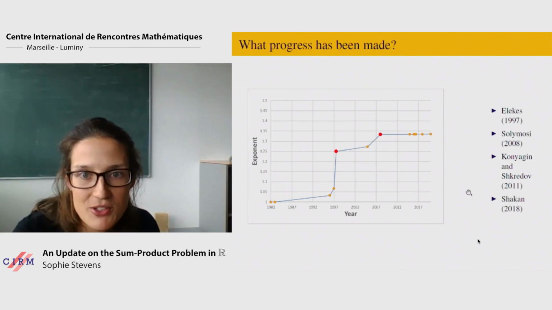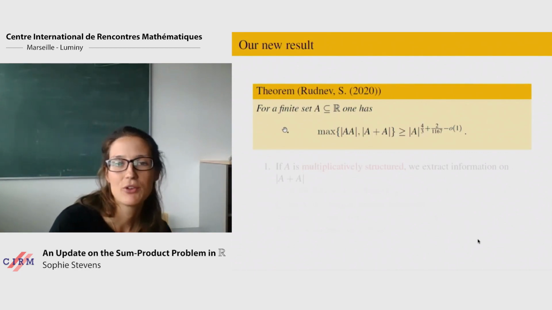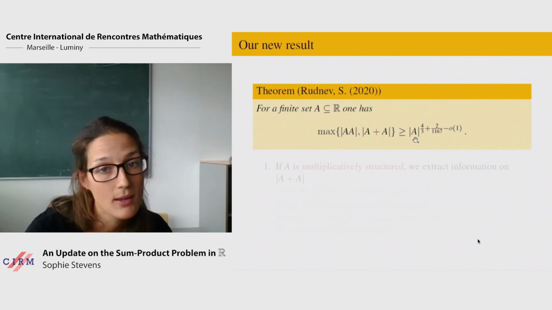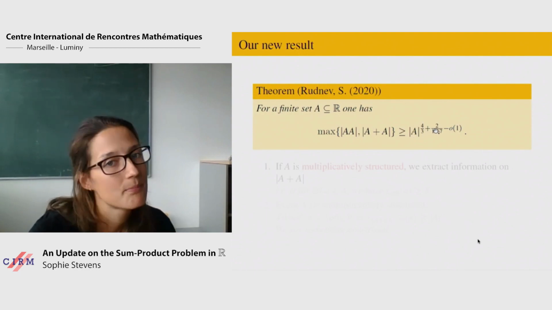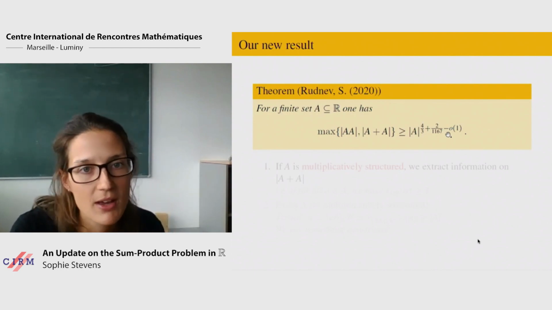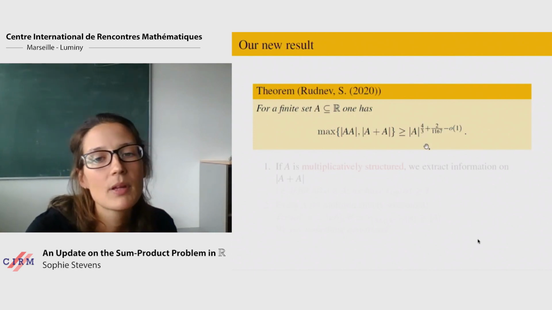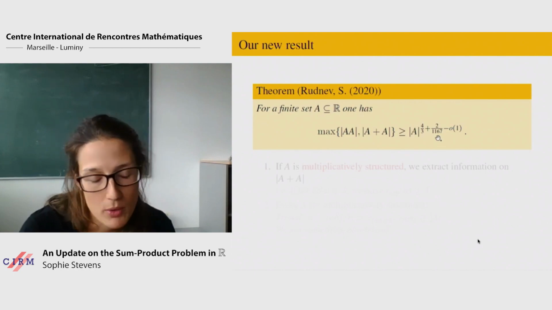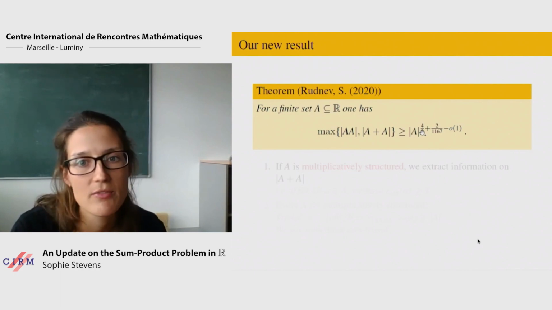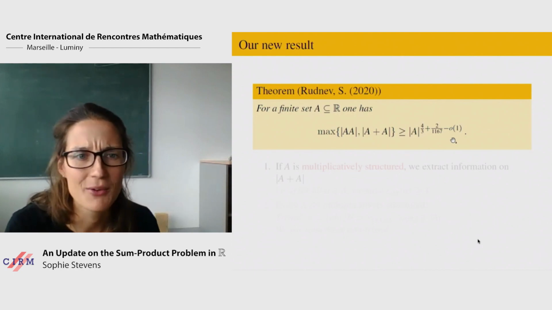So what is our result? Our result is as follows. Given a finite set A in the real numbers, we know that the maximum of either the product set or the sum set is at least |A| to the 4/3, so Shkredov's exponent, plus 2/1167. And then there are some additional constant factors, some log |A| factors floating around, which I'll ignore. So for context, we've got roughly 2/1000 as our improvement on Shkredov's exponent, whereas George Shkredov, the previous result, had 1/1000, with some creative rounding here.